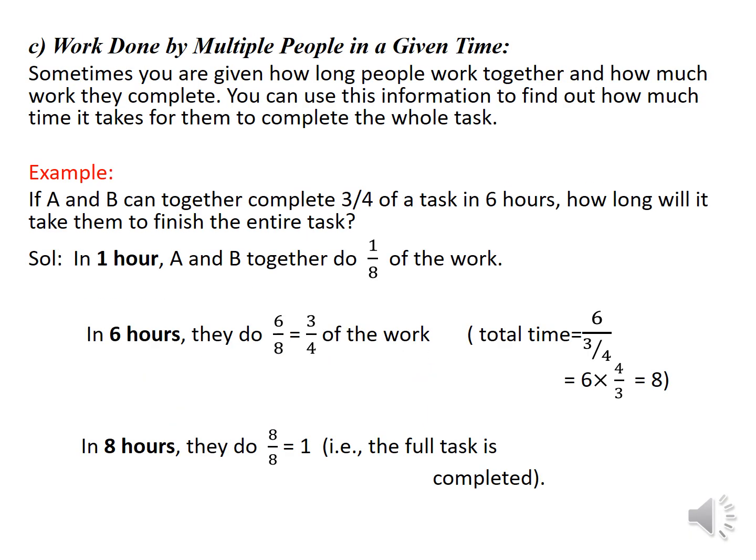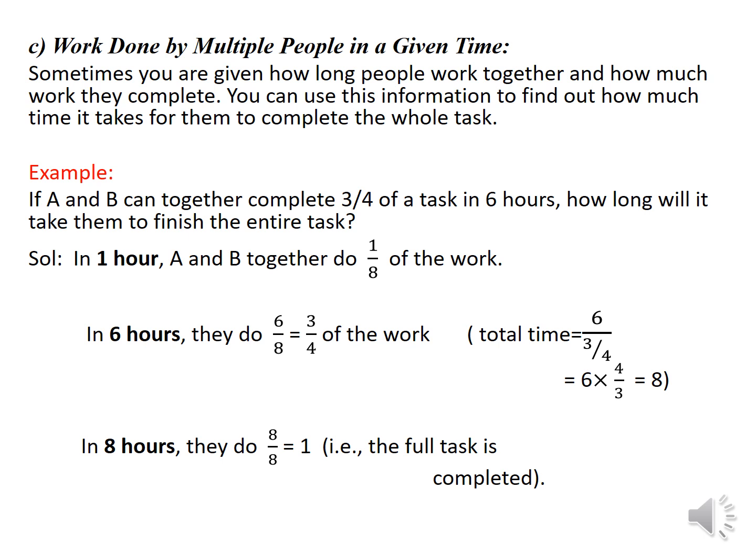Let us see type 3, work done by multiple people in a given time. Sometimes you are given how long people work together and how much work they complete. You can use this information to find out how much time it takes for them to complete the whole work. So this is an example related to this model. If A and B can together complete 3/4 of a task in 6 hours, how long will it take them to finish the entire task?